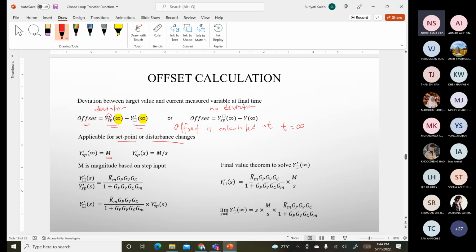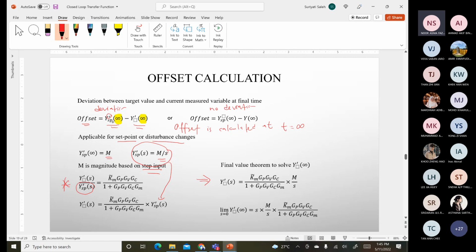So if we recall the set point changes, you have this equation, right? Y prime S over Y prime SPS equal to Km GP GV GC over 1 plus GP GV GC GM. So the YSP here is based on the step input. You have the magnitude of change, you Laplace it, you get M over S. So we substitute Y prime SPS with M over S into the equation here. So in this case, we have the Y prime S.